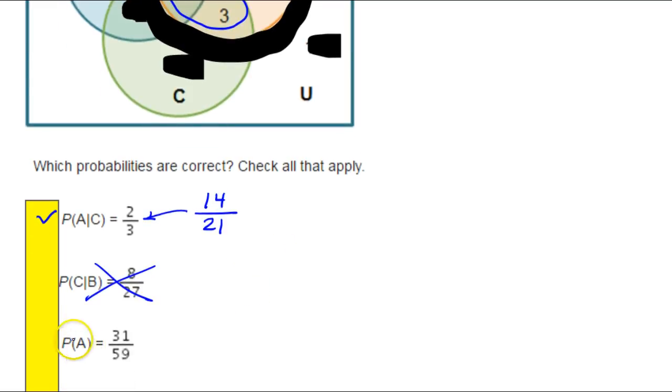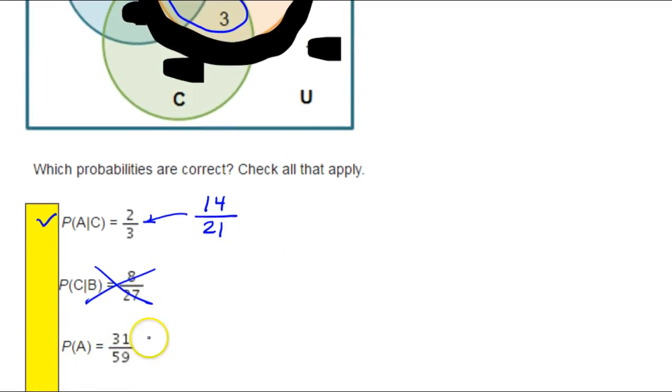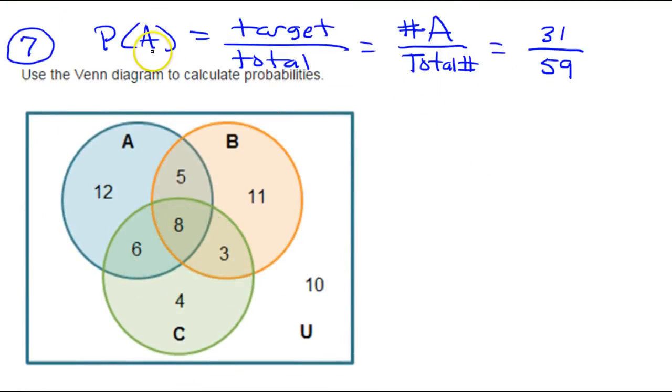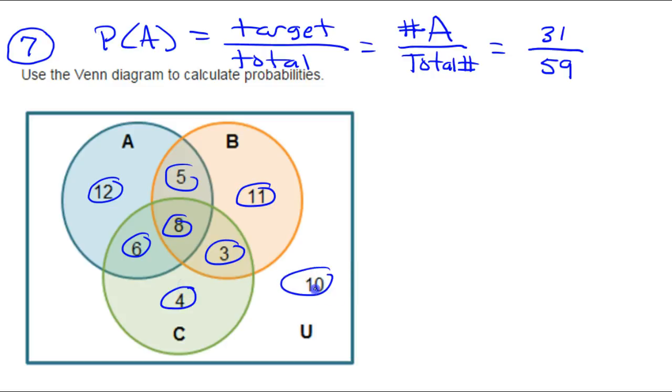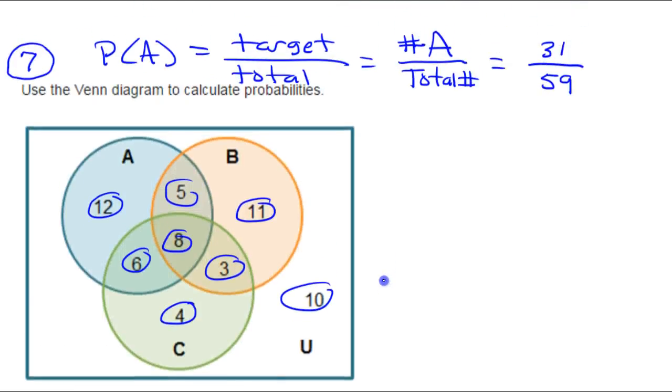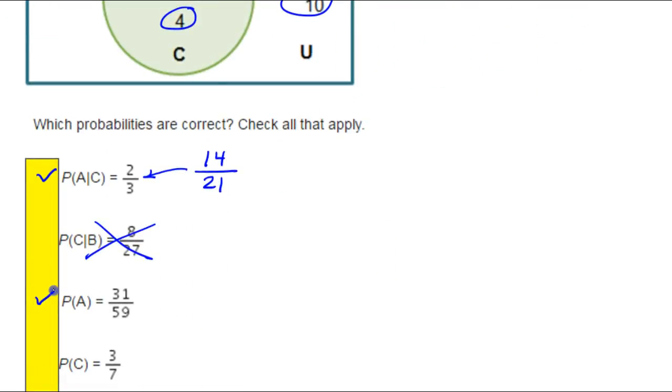Okay, now we're supposed to find the probability of A. And we're not given anything. So the probability of A, target over total, that's the number of A over the total number. Now the number of A turns out to be 31. That's just what you get if you add up these four numbers of A. And the total number turns out to be 59. That's what you would get if in addition to those you added in the rest of the numbers. So that should be the answer. 31 over 59. Alright, that's exactly what we had. So that one is correct.